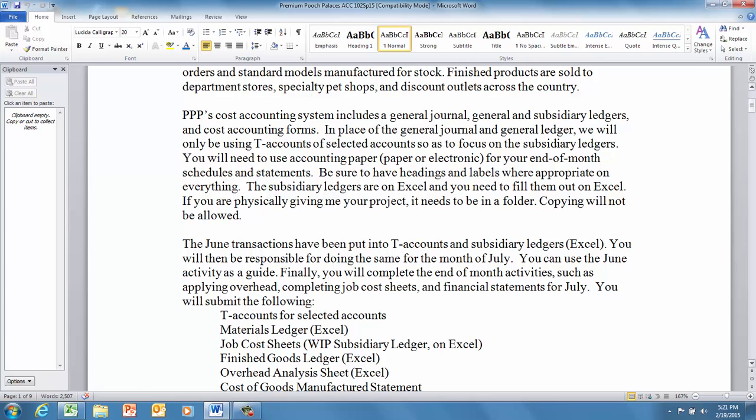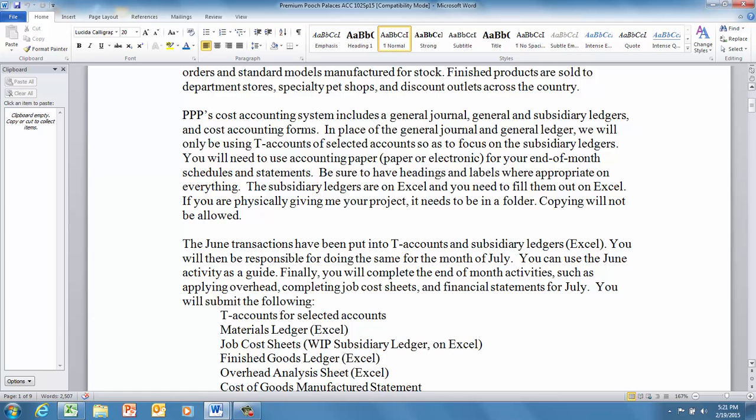If you are physically giving me your project when it's due, it will need to be in a folder, and copying is never allowed. The June transactions have been put into the T accounts and the subsidiary ledgers on Excel for you. And you have to then do the July transactions, but you'll have the June transactions to look at.